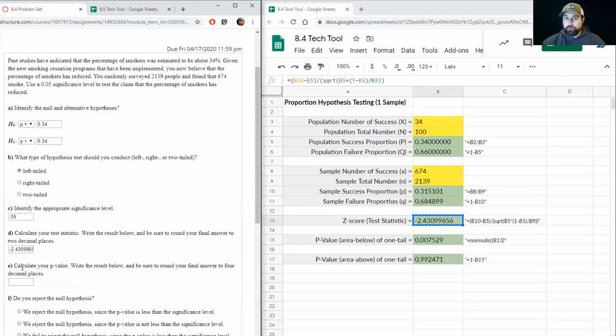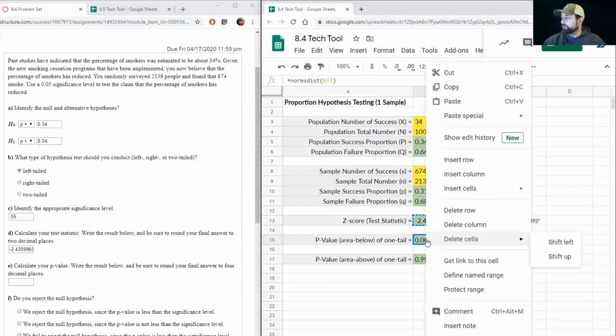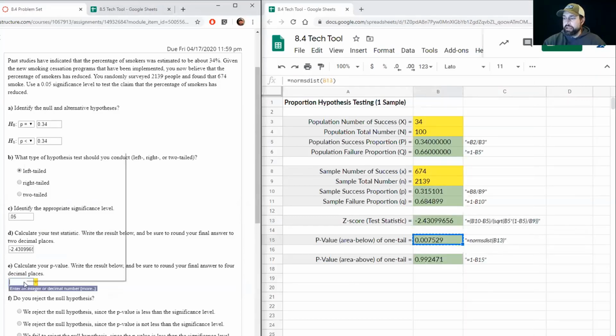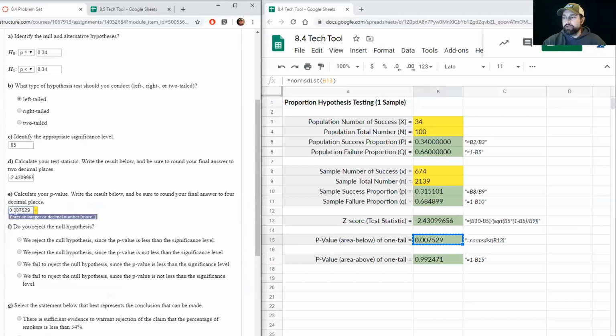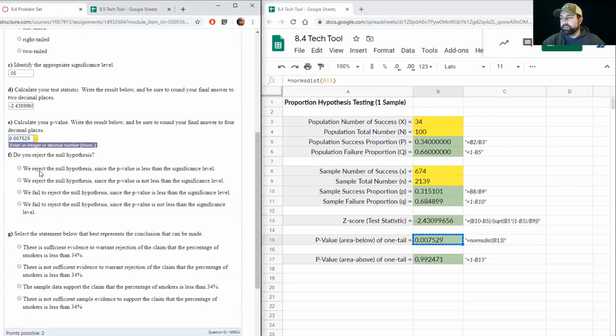Then we calculate the p-value, the area under that curve. And here it is. Here's the area below the one-tailed. So we're going to copy this, and we're going to paste it here. Now, this is why it's important to understand your problem, because if this was a not equals to, you would have to take that area under one tail and multiply it by 2, right? Because you'd have above one tail and below the other. And so looking at this, the value is way below 5%, so that's good. That means we get to reject the null hypothesis since the p-value is less than the significance level. So we'll select that one.